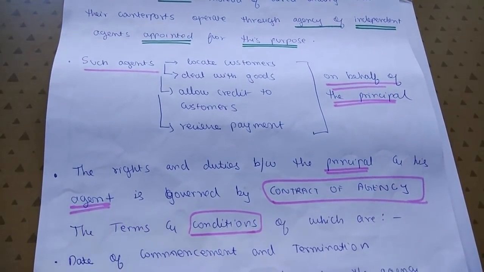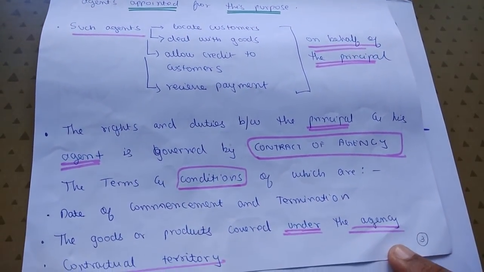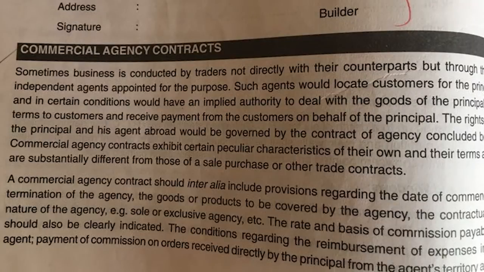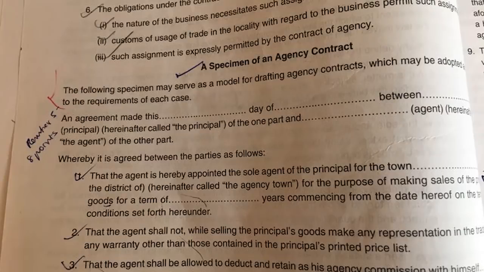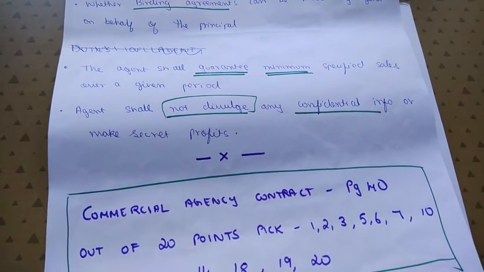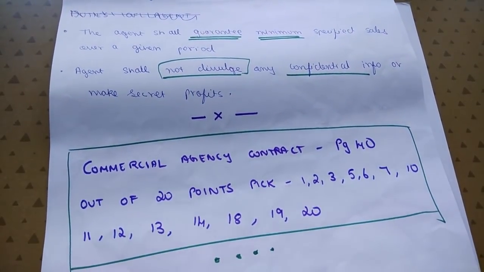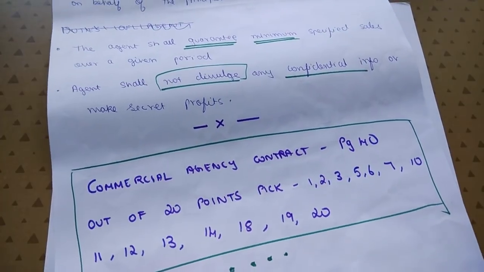In every draft, you can pick out around 5 important points which are the essence of the draft instead of remembering all the points. For example, in the specimen of agency contract on page 40, out of 20 points over there, the following points are important and can be kept in mind.